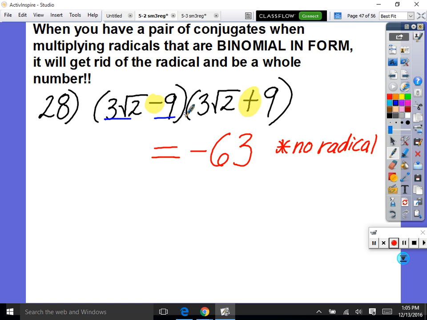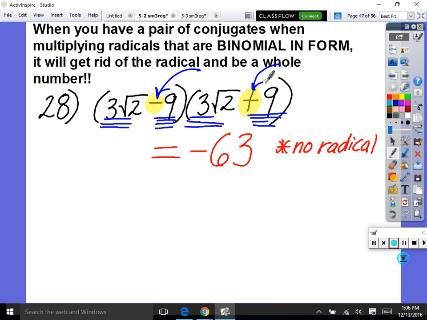Two terms being multiplied to two terms. Everybody good? What makes them conjugates? They're the exact same terms, just changing your sign only in between the two terms. Everybody see? So, when dealing with radicals that are binomial in form, to get rid of a radical, you're going to have to multiply by the conjugate.